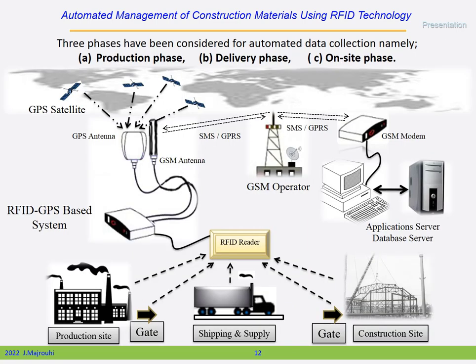In general, automated data collection has three phases: production phase, delivery phase, and on-site phase. RFID tags transmit material location to RFID GPS integrated system. The system identifies accurate location of material by employing GPS satellites. Then GSM system could transfer information through GSM operator to modems and then the database and application servers.